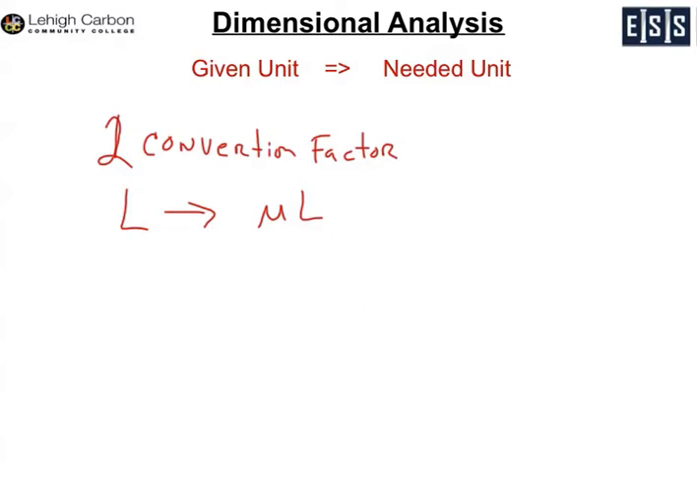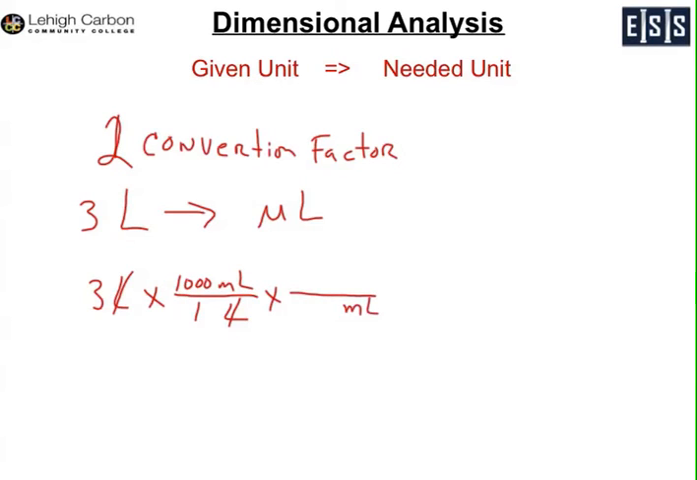So in this problem, say we had 3 liters. Maybe we know, like before, that there are 1,000 milliliters in 1 liter. And that gets our given unit of liters up to milliliters. But our needed unit is microliters. So we do one more step where you put milliliters below so it cancels. You cancel your milliliters out. And 1 milliliter has 1,000 microliters. And now we have our needed units of microliters. If you do your multiplication, you'll end up with 3 million, or 3 times 10 to the 6 microliters.